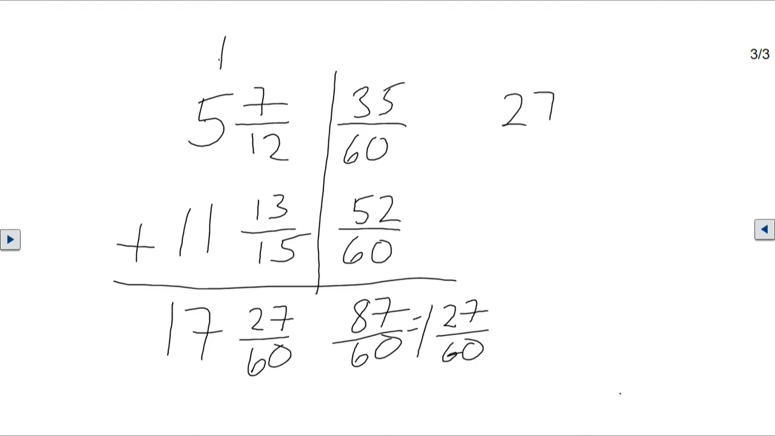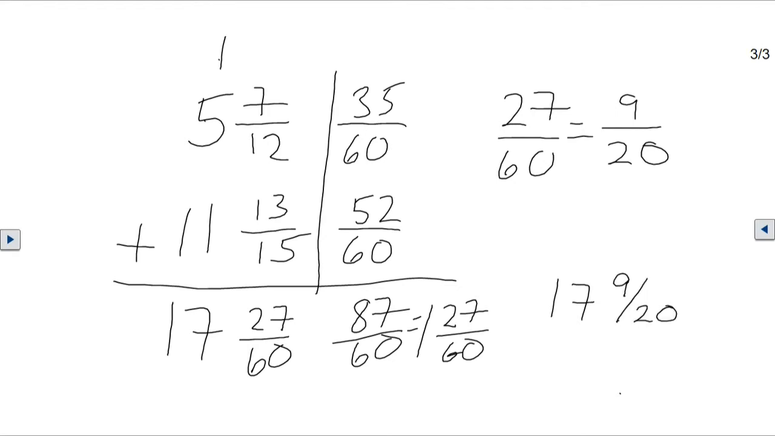Okay, and 27/60ths we can reduce. Those are both divisible by 3 to get us down to 9/20. So my final answer would be 17 and 9/20.